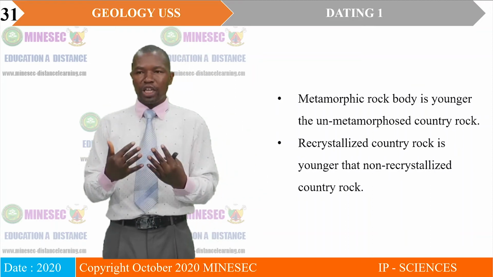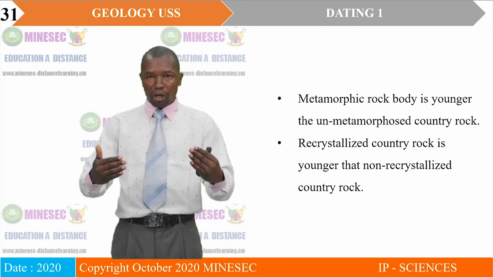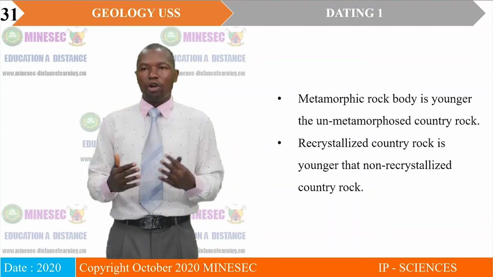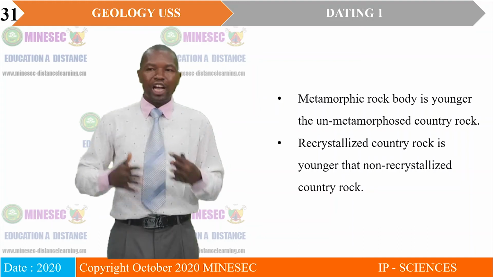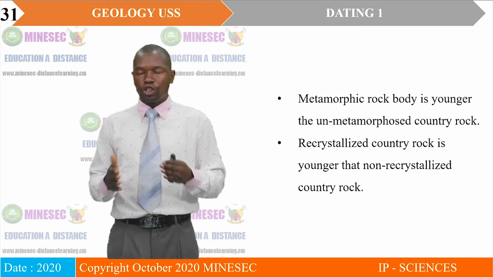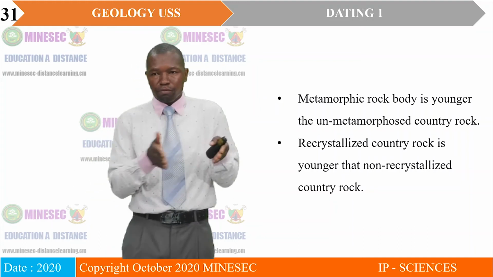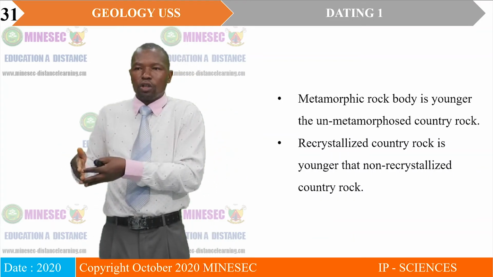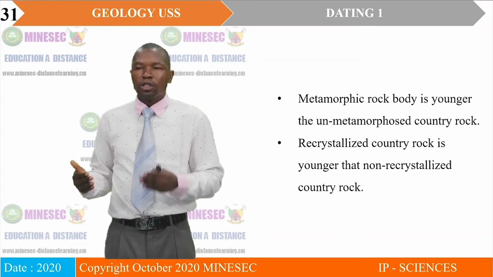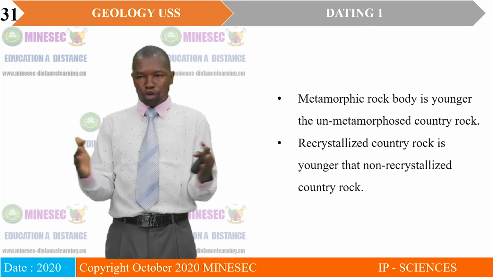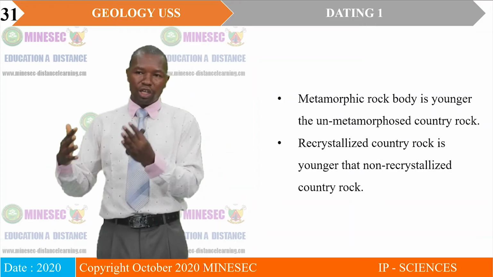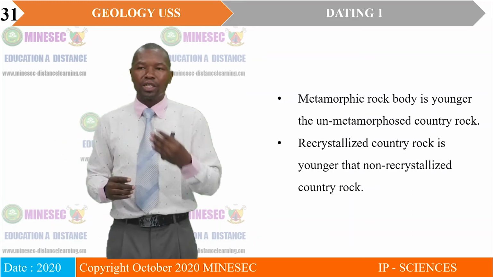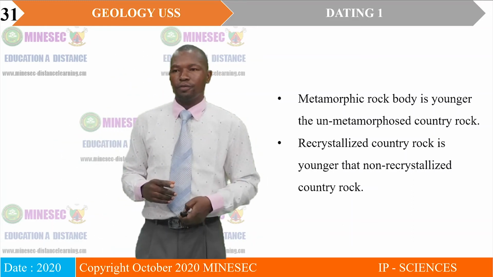This picture is big when we look at metamorphic aureoles or contact aureoles, where we have baked and chilled margins. The chilled margin portion of the intrusion, and then the baked margin portion of the country rock. Automatically, that process should be happening on the country rock, which should be older than the metamorphism itself.